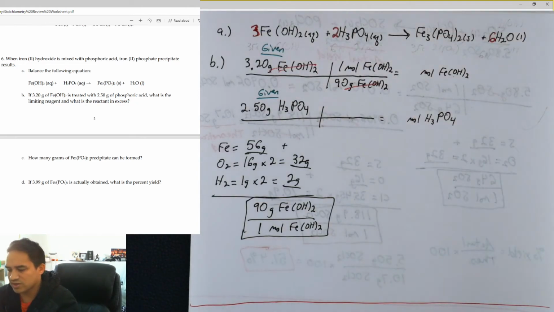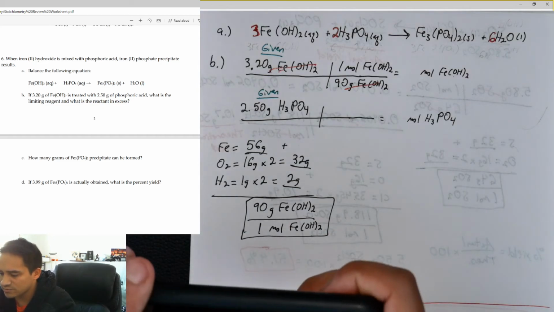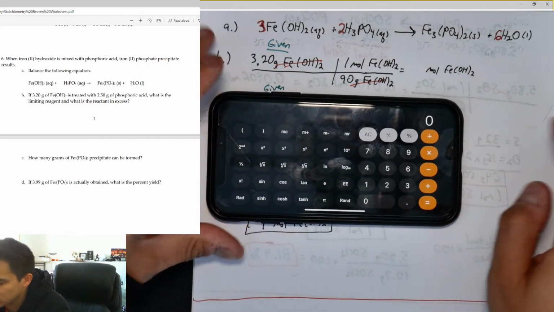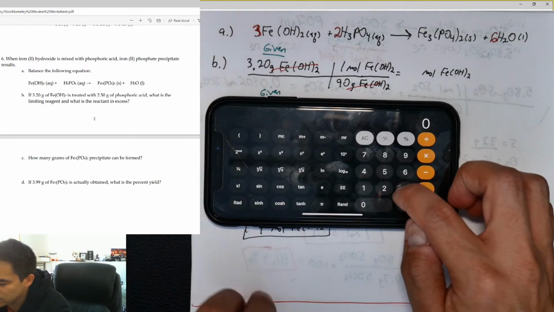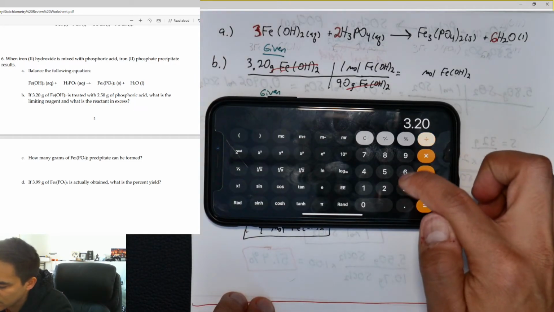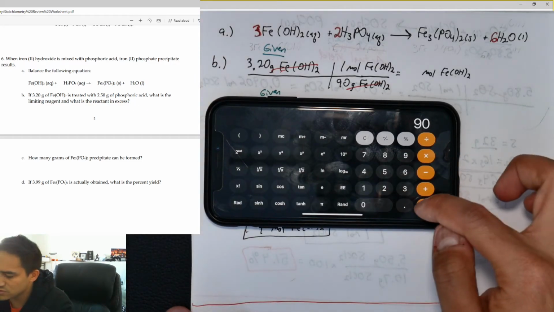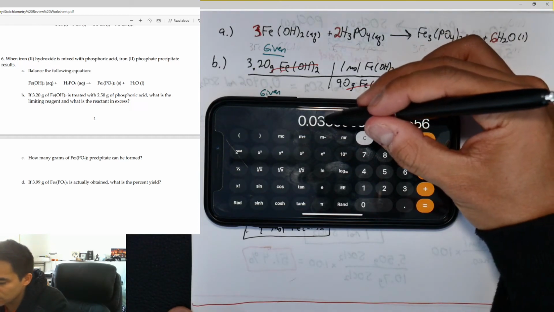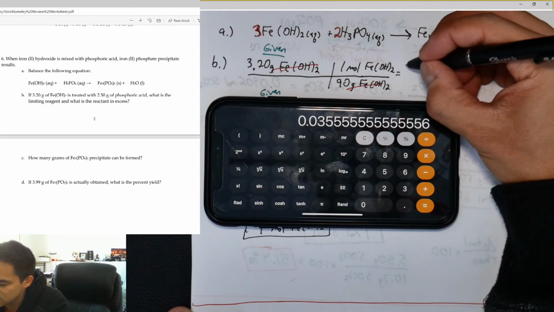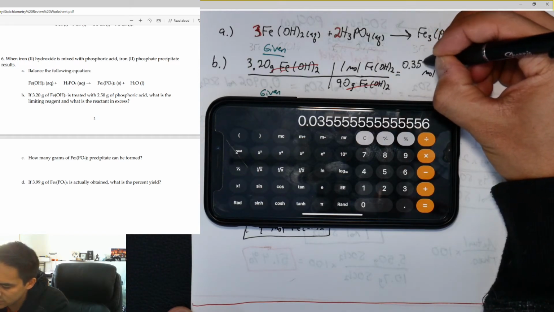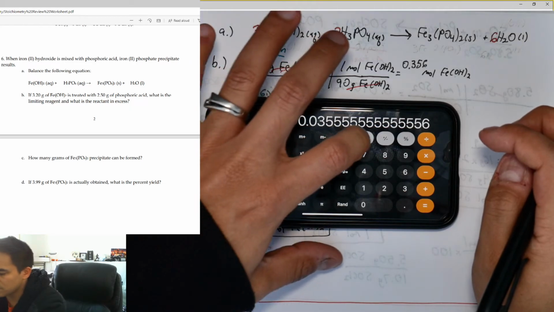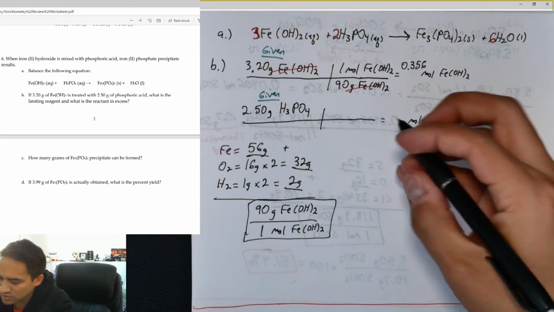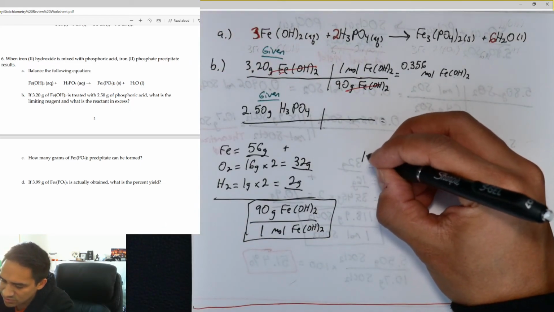All right, let's real quickly get our answer for that one. So 3.20 divided by 90 equals, and rounding to 3 significant figures, we're going to get 0.356. So 0.356 moles. All right. Then for this one, let's find this molar mass.